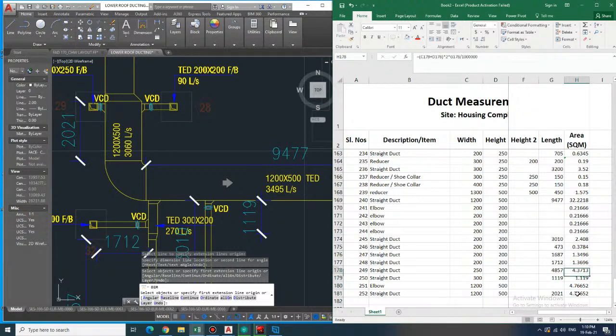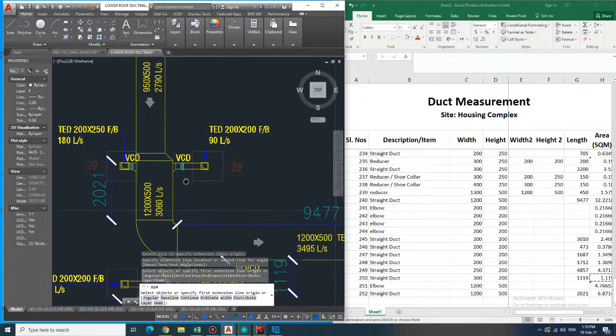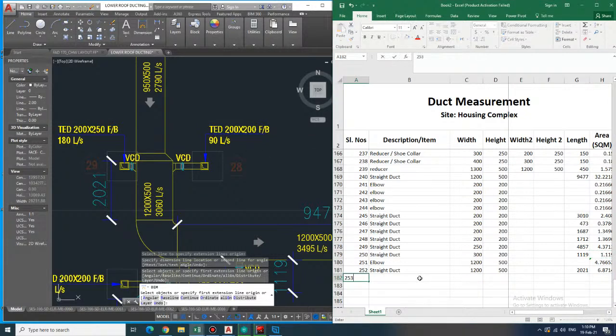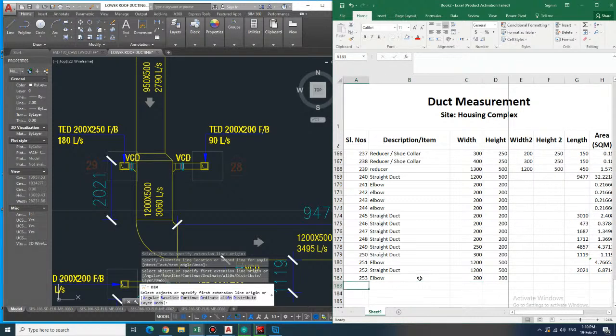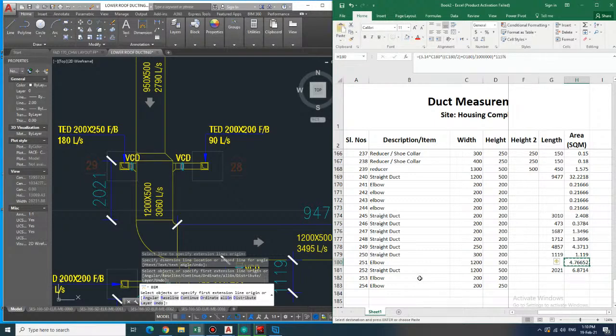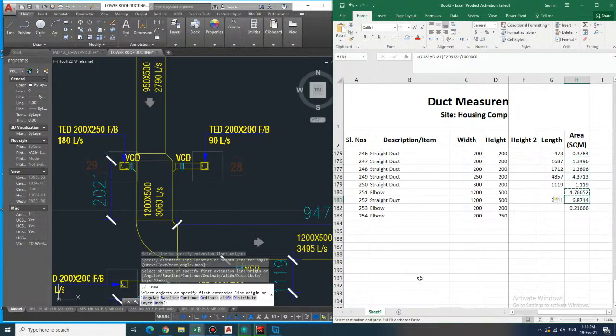2021. The equation needs to change for the straight duct, 6.8 square meter. Then we will go to these two elbows, 200 by 200, 200 by 250, 253 elbow, 200 by 200, and 254 elbow, 254 also elbow, 200 by 250. So where is the elbow? The equation will be applied to here, and the equation will apply to here.